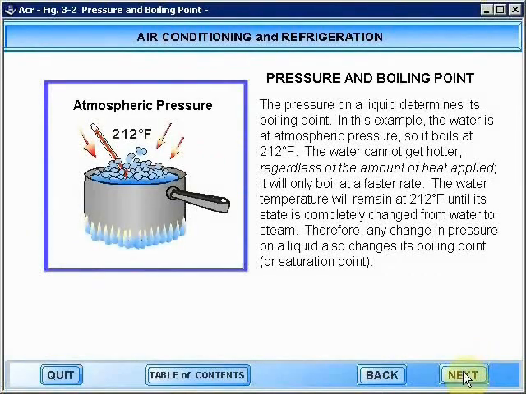The pressure on a liquid determines its boiling point. In this example, the water is at atmospheric pressure, so it boils at 212 degrees Fahrenheit. The water cannot get hotter, regardless of the amount of heat applied. It will only boil at a faster rate. The water temperature will remain at 212 degrees until its state is completely changed from water to steam. Therefore, any change in pressure on a liquid also changes its boiling point or saturation point.